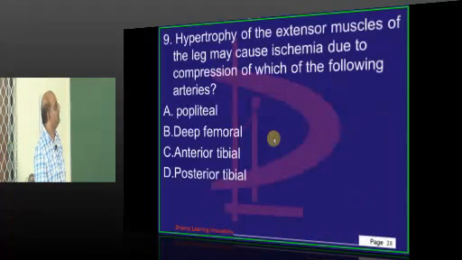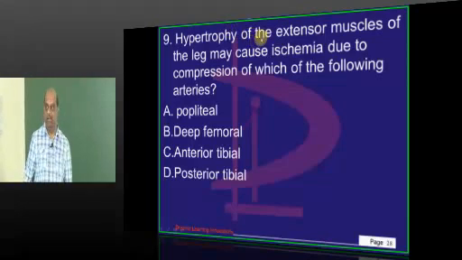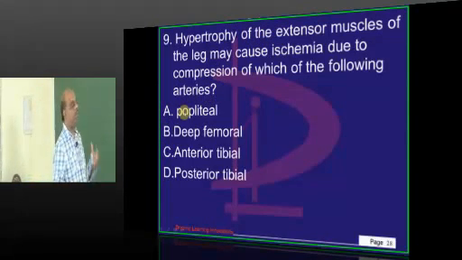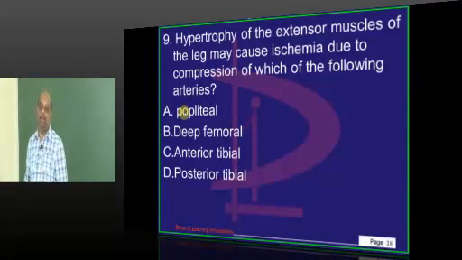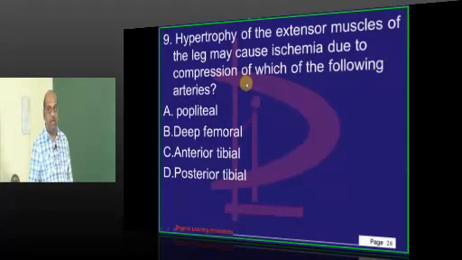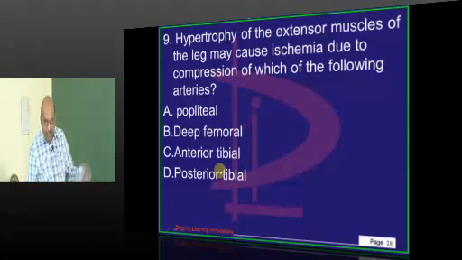Then hypertrophy of the extensor muscles of the leg. It can lead to ischemia, because which is the important vessel which is in a close relationship with the muscles of the leg? Confident answer? Some confident answer? Question number 9. Yes? You like to say anterior tibial artery?